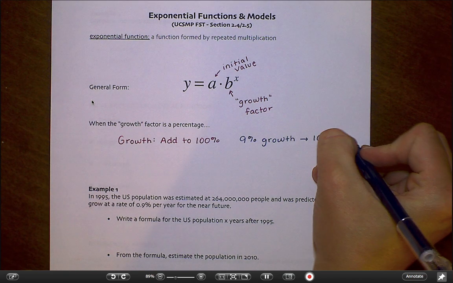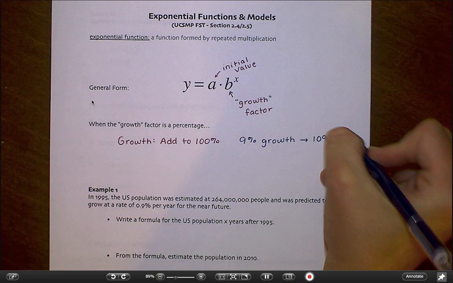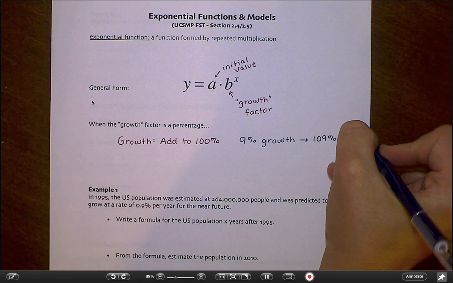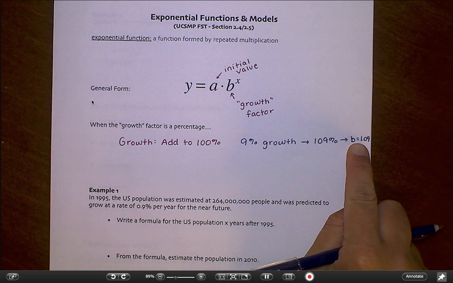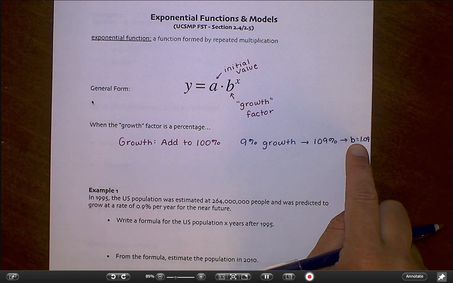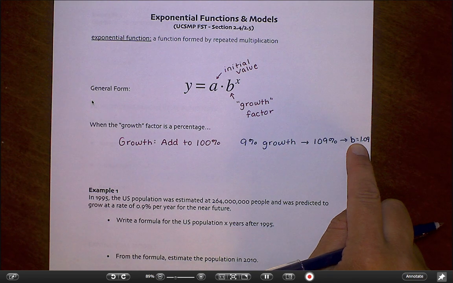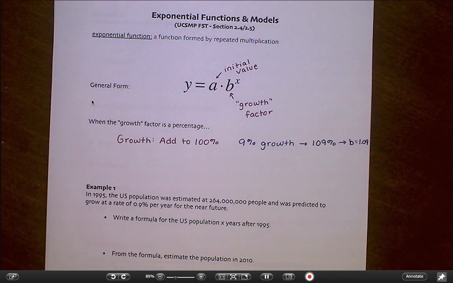And so then in the actual equation, you would use a B value of 1.09. Okay, so having that 1 in front is really, really essential to be able to grow. Because if you just multiply by 0.09, you're not going to grow at all. You're going to shrink. Okay.